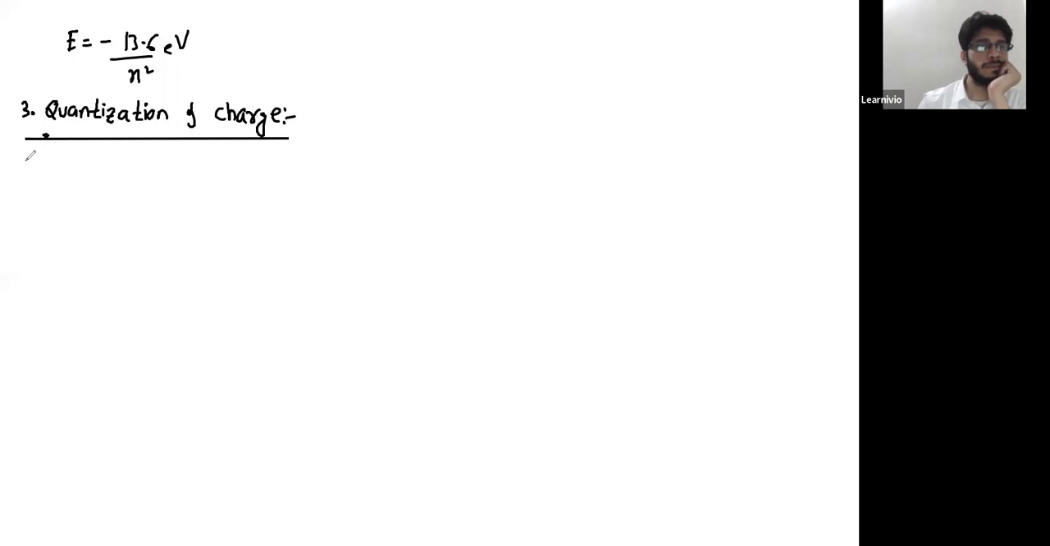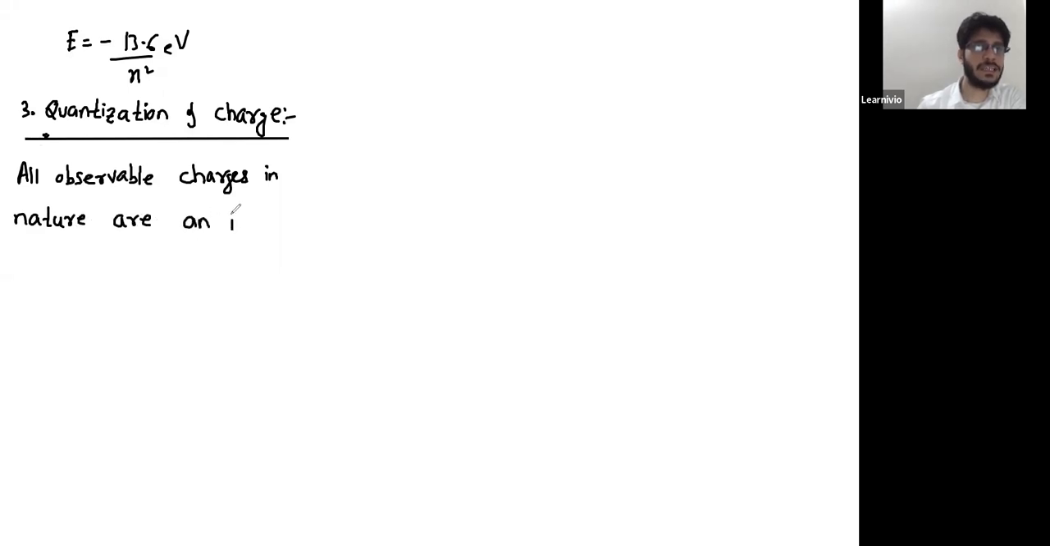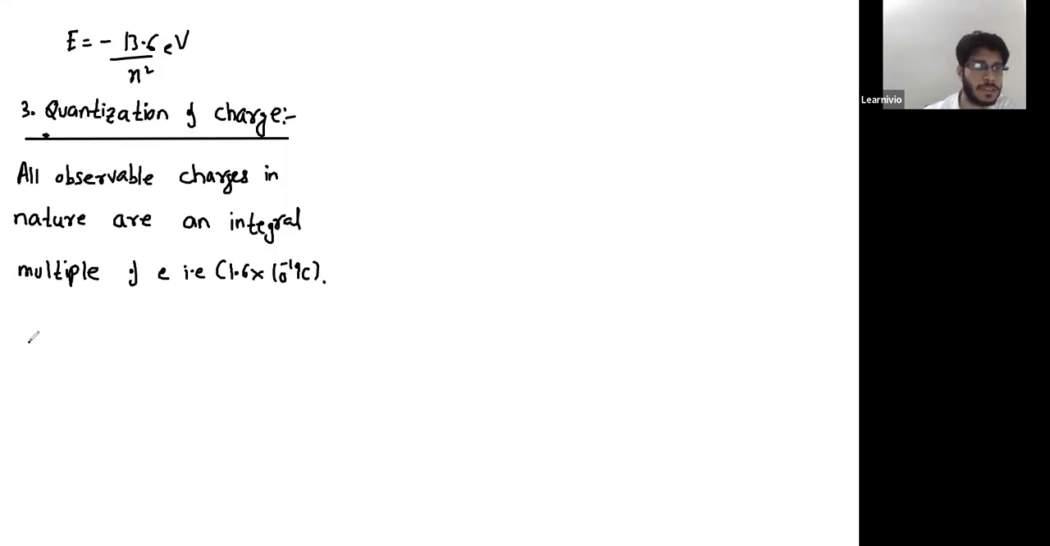Say this example, I'm just writing the statement, then we will explain it. Quantization of charge. It says that all observable charges in nature are an integral multiple of e, that is 1.6 into 10 raised to the power minus 19. Let's see what this statement means. To understand quantization, let's start with this example.